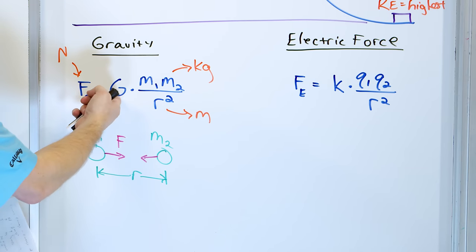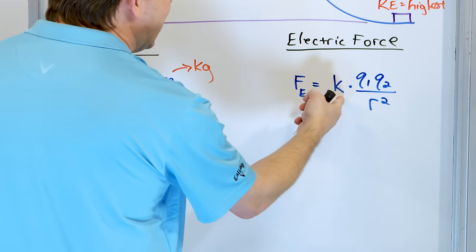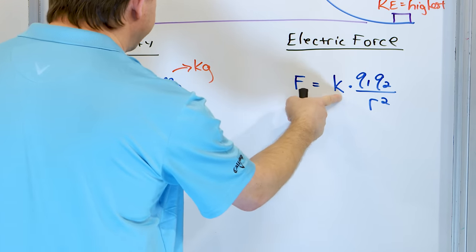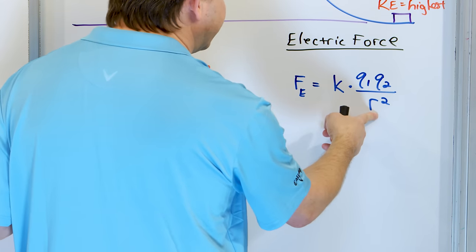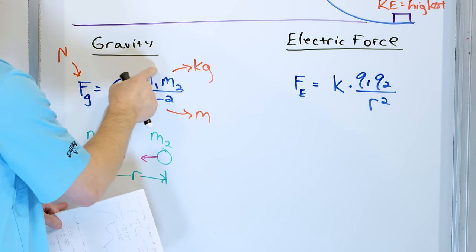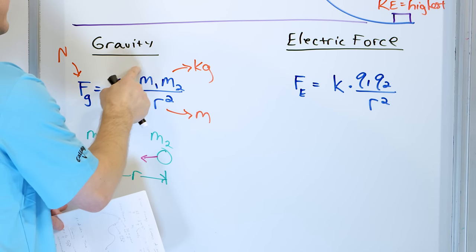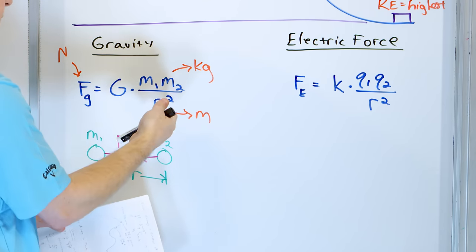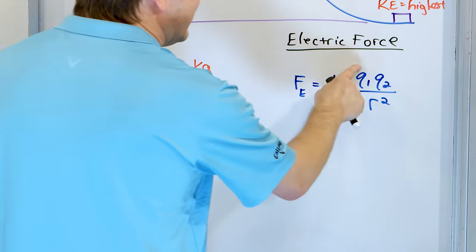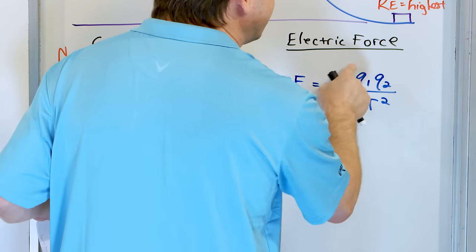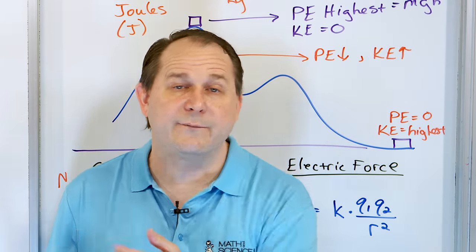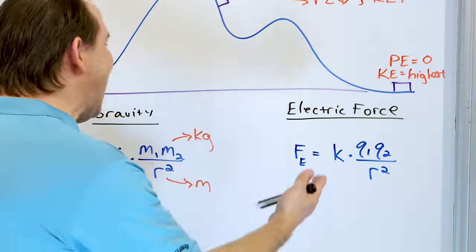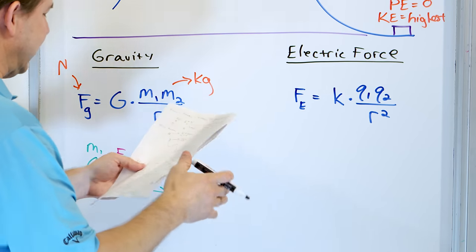G is called a gravitational constant, it's just a number. K is called an electric constant, it's just a number. R is the distance between the objects in meters. Here, because it's gravity and it's always attractive, it's related to the mass of the objects, how much of the object we have. Here, it has nothing to do with the mass, it's just how much charge. An electron has a negative one charge, a proton has a positive one charge. But the actual form of the equations are exactly the same.